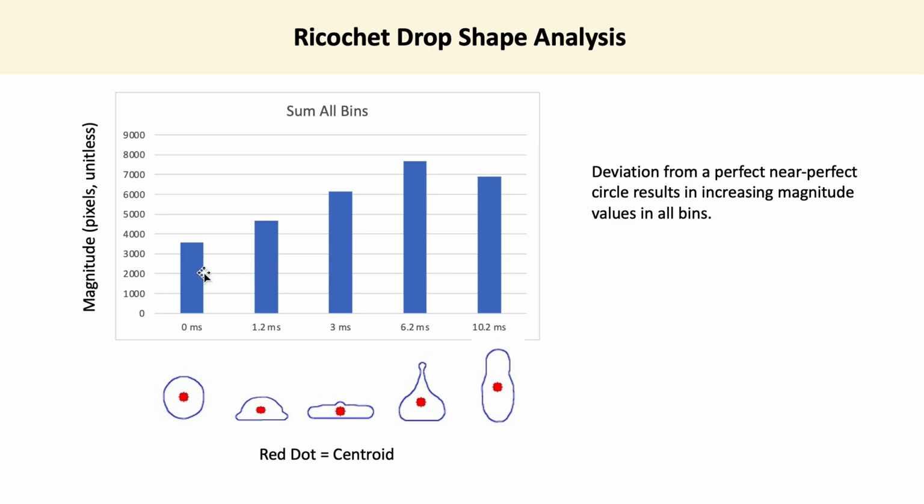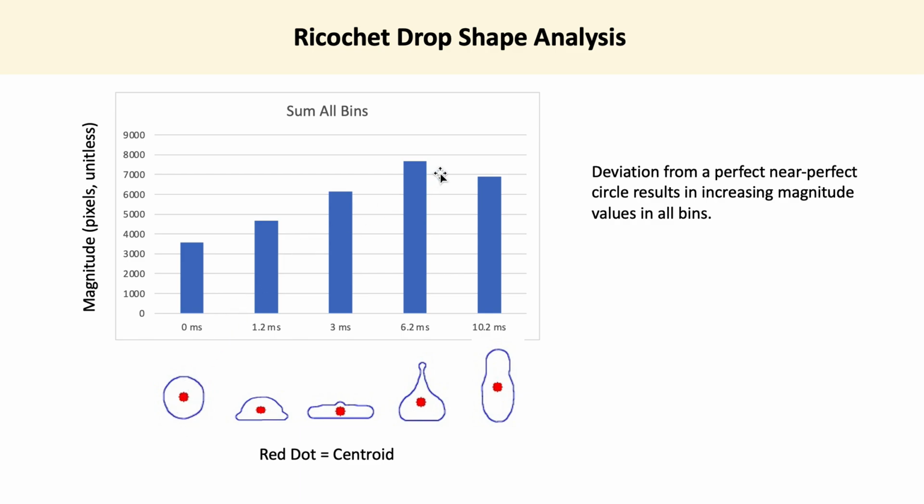And here, if you sum all the bins, you compare the sum of all bins for each shape, you see an increasing magnitude for each of these shapes as they deviate further and further from the original droplet, which is a somewhat near perfect sphere.